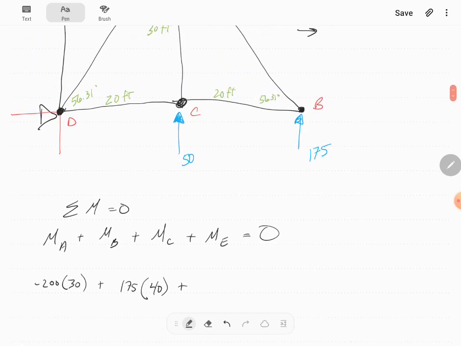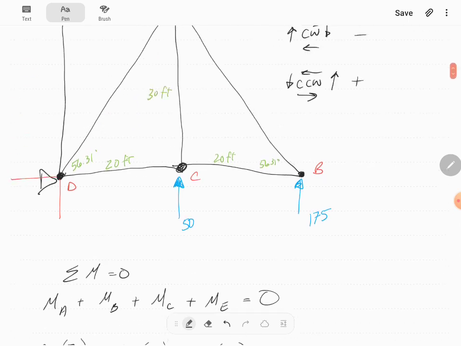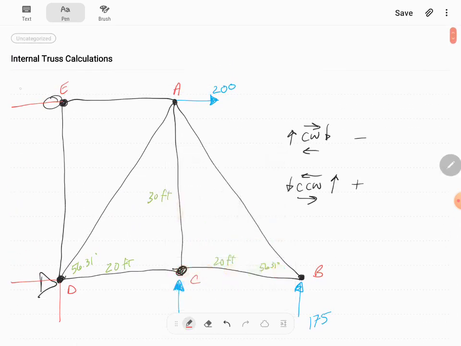Plus, we've got another 50. This one is the exact same orientation as the last one. It is counterclockwise, so we're going to skip that. We know it's already positive, multiplied by its perpendicular distance, which is just 20 feet away, plus our last one, the moment at E. Now, our moment at E has a reaction force, so we're going to label it that way, reaction at E, and it's horizontal, so that's a reaction force at E in the x-axis.